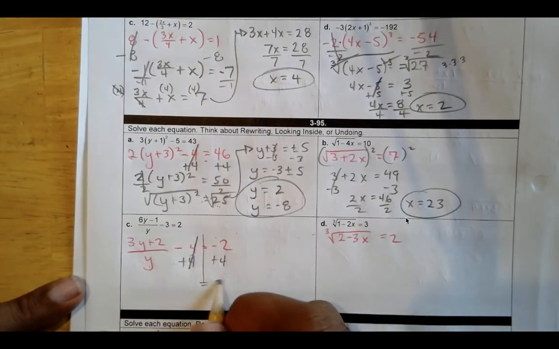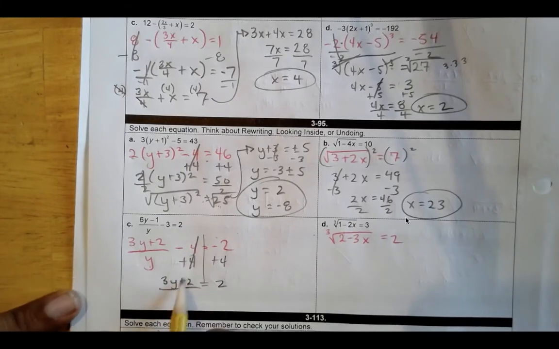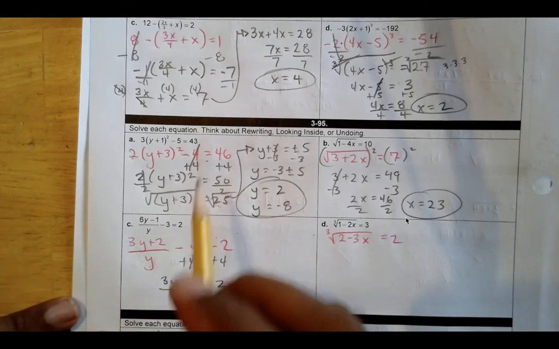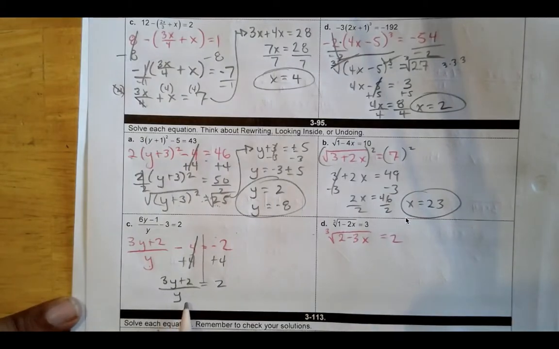Okay, so -2 plus 4 is 2. And now we have this rational. Maybe we have something on top of another, like this. It's called a rational, and you treat it just like a fraction problem. So like here, when I divide by 4 to get rid of the 4, here I do the same thing.